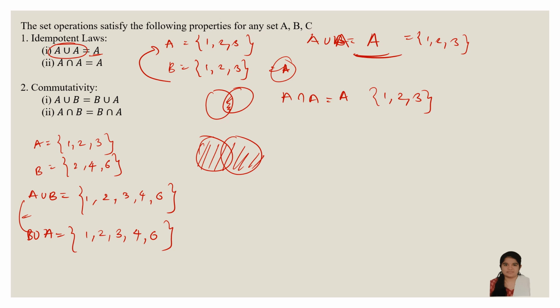Similarly, for the same sets A and B, we have to find A intersection B. So what is A intersection B? As we have discussed, it is only the common elements. So which element is common to both? That is 2. Similarly, when we find B intersection A, what is common to both? 2. And these two are nothing but equal. So the law is satisfied: A intersection B is equal to B intersection A. Okay, let's move on.